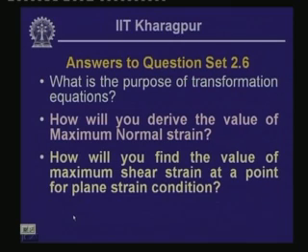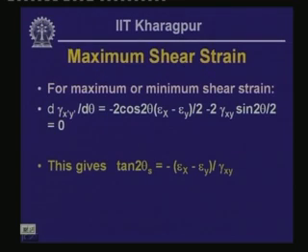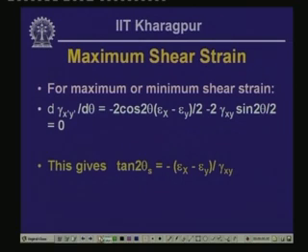Now, the third question was how to find the value of maximum shear strain at a point for the plane strain condition. Let us look into how we are going to compute it. As you have seen, the shearing strain at any orientation at an angle theta with reference to the x axis, which is our x dash, gamma x dash y dash corresponding to that direction, is (epsilon x minus epsilon y) by 2 cos 2 theta plus gamma xy by 2 sin 2 theta plus gamma xy by 2 cos 2 theta.